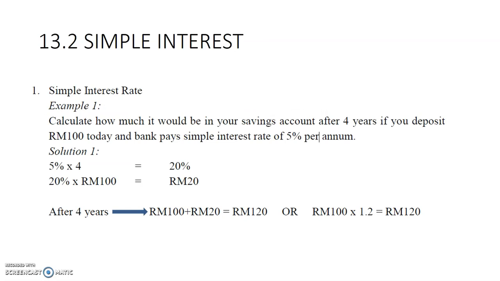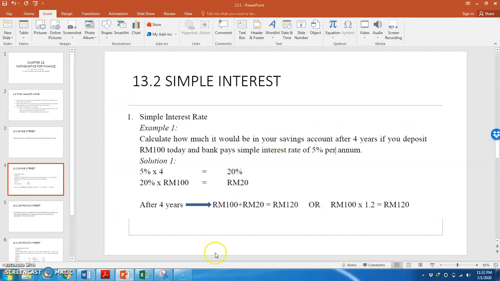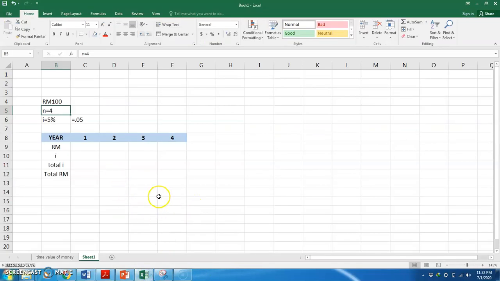This is the example from the textbook. There are many things that you need to catch when you do the calculation of simple interest. Number one is 4 years. Number two, they put here principal 100, and the bank will pay 5% per annum. Per annum means per year. Now I will stop here. Let's go to my Excel. This is the principal.